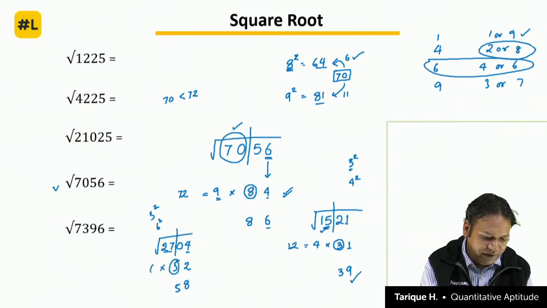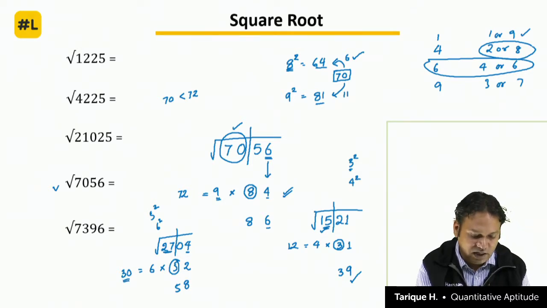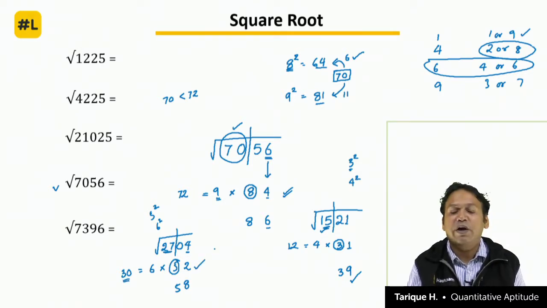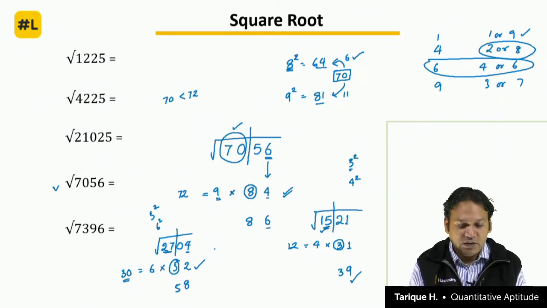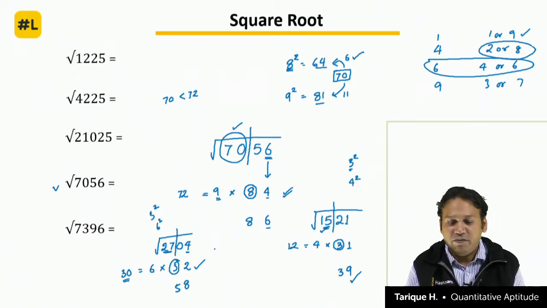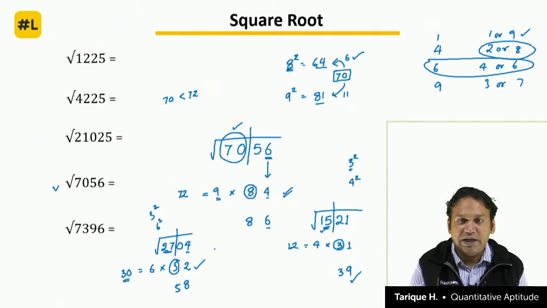5, what is the next number to 5? 6. Is 27 more than 30 or less than 30? Less than 30. So the answer will be the smaller value. So the square root will be 52. So 3 examples I have taken for you to understand how we can find out the square root of other numbers, like numbers ending in 1, 4, 6 or 9. For numbers ending in 5 it is very easy. Previous 3 examples you can see. For numbers ending in 1, 4, 6, 9 I have explained here.